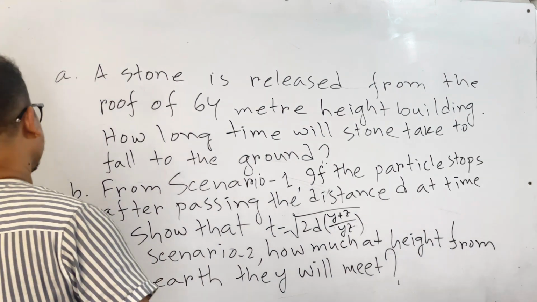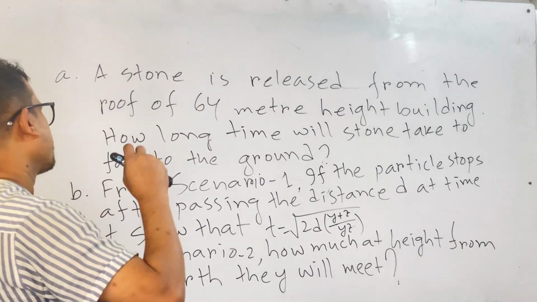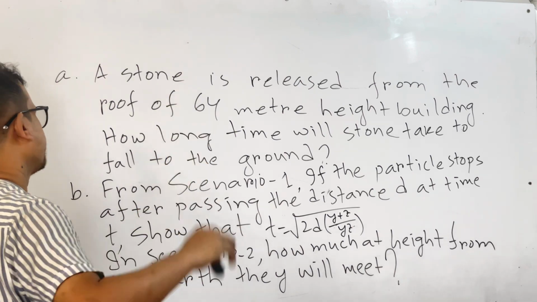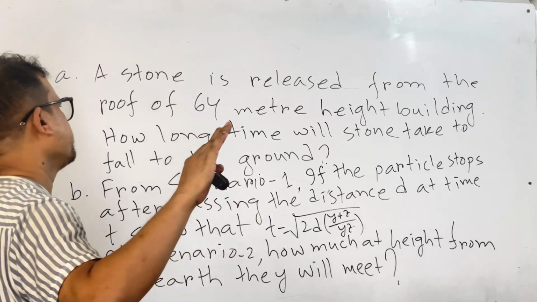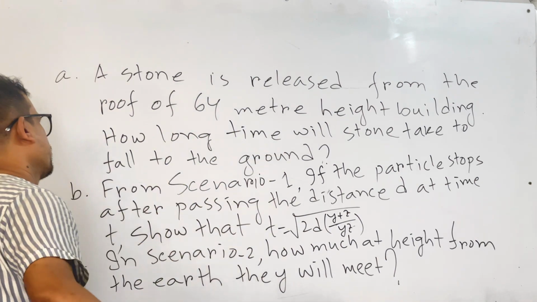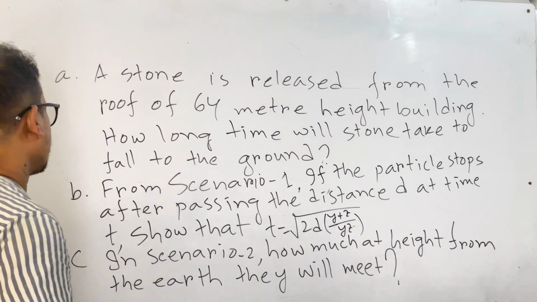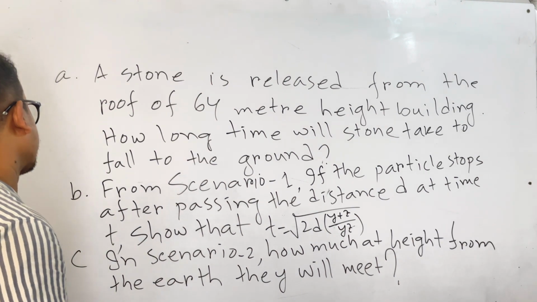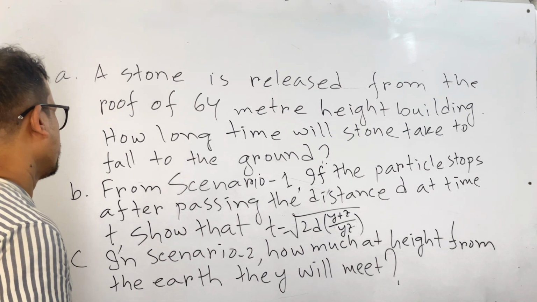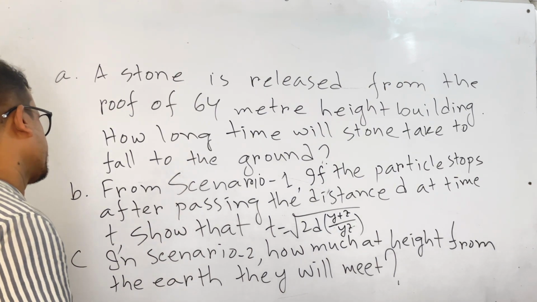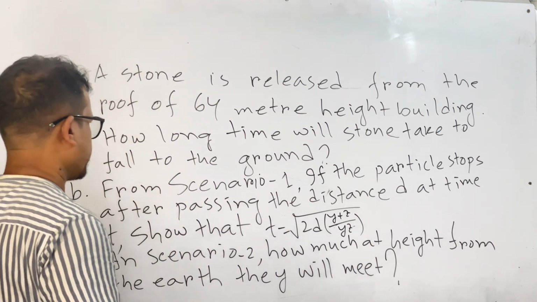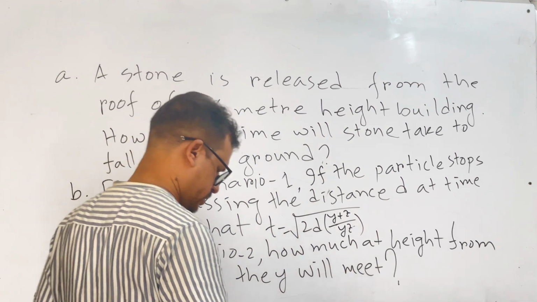Question A, B, C. A: A stone is released from the roof of a 64-meter height building. How long will the stone take to fall to the ground? B: From scenario 1, if the particle stops after passing the distance d at time t, show that t equals root of 2d (y plus z) over yz. And in scenario 2, at what height from the earth will they meet?